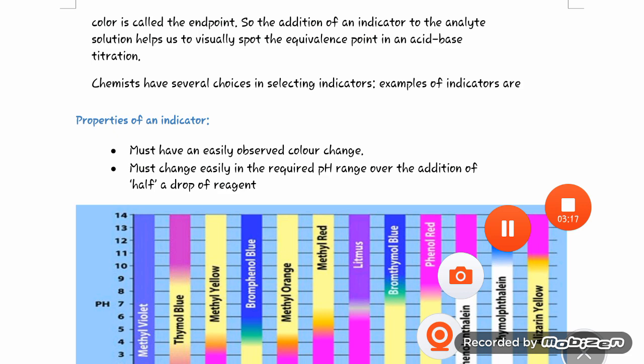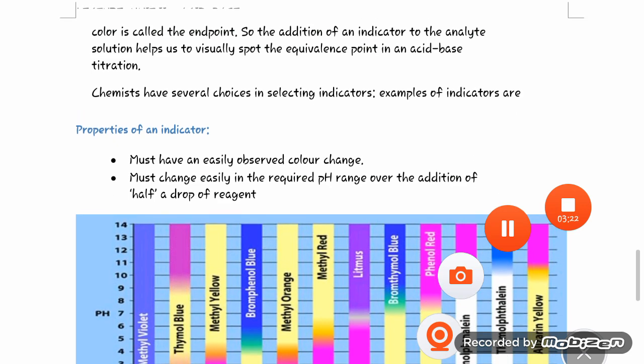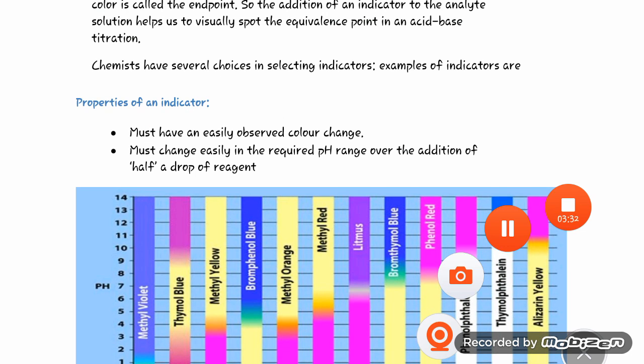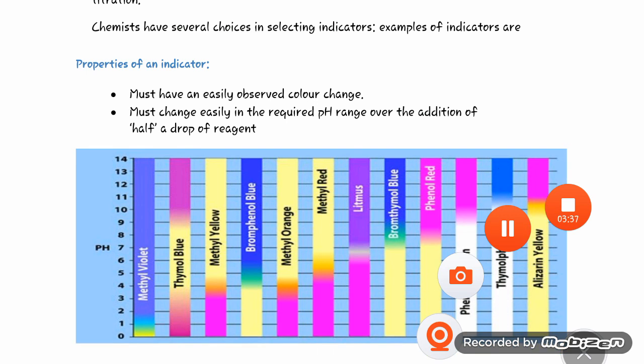You have done this previously in 12th and 11th class. The addition of an indicator to the analyte solution helps us to visualize and spot the equivalence point in an acid-base titration. Chemists have several choices in selecting an indicator. Examples of indicators are shown here: methyl violet, thymol blue, methyl yellow, methyl orange, methyl red, litmus. There are lots of indicators which you can see.